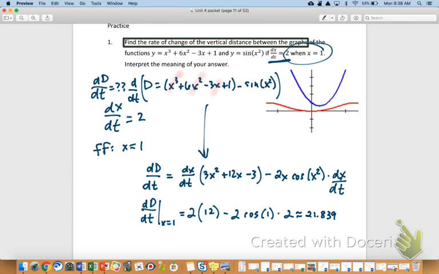The distance between the two. No, it's the rate of change of distance. And the rate of change of distance is? What kind of number? Positive. So therefore, what would be your meaning, Tyler? What's increasing? Yeah, the distance at that particular point is increasing because the rate of change of it, the distance, is positive.